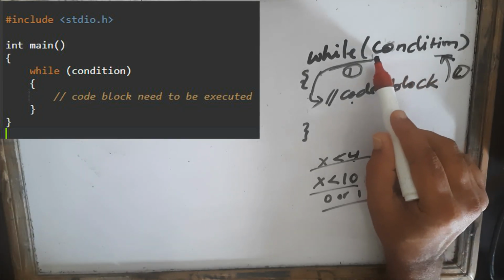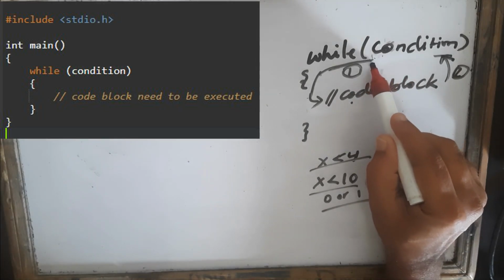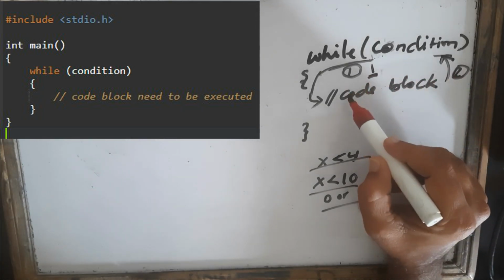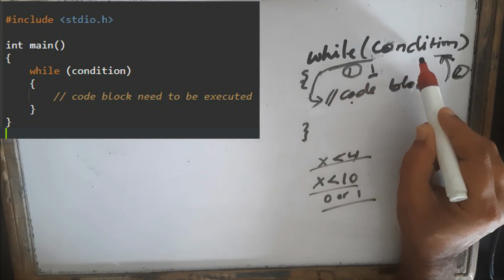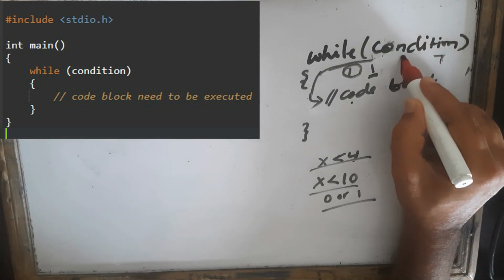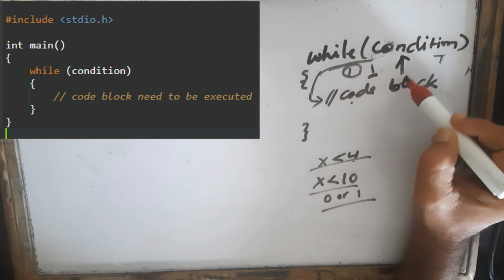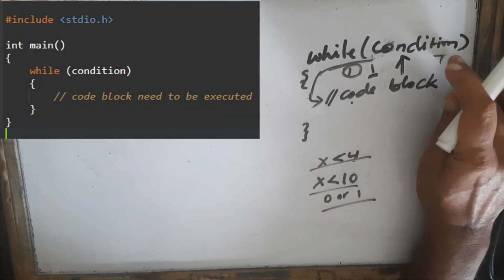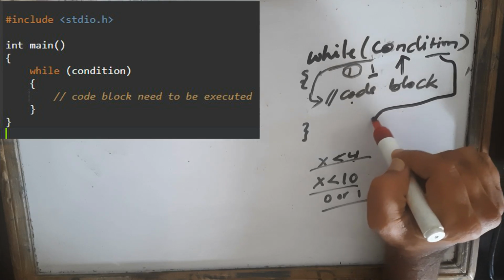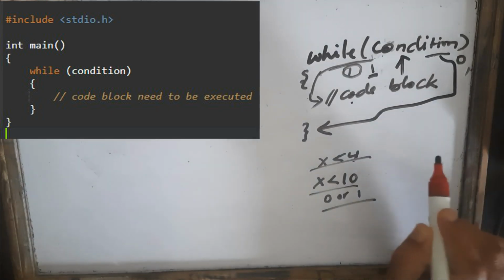So it will check for the condition and it executes the code block if the condition returns true. So until this condition becomes false, this will be executed and it checks for the condition. So this will go on as long as the condition is true. Once it is false, this comes to the end of the while loop.